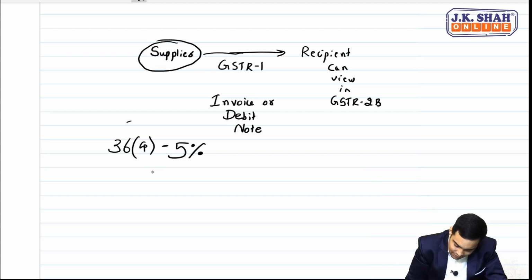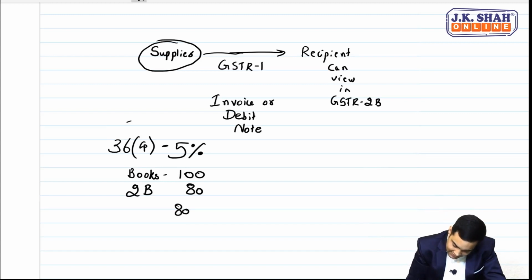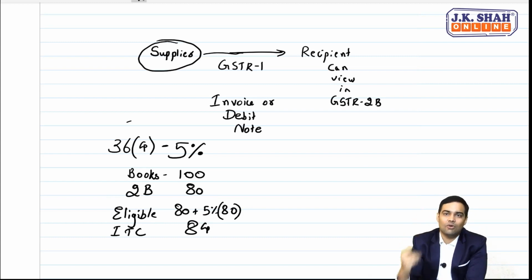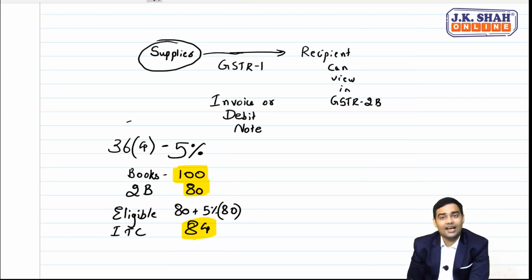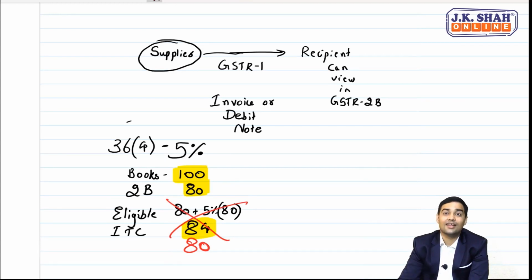For example, if books ITC is 100, 2B ITC is 80, you know how much you could take as ITC? You could take 80 plus 5% of 80. That is 84. This was rule 36.4. Obviously subject to maximum of books. 100 in books, 2B 80, you could take 84 credit. Now, government has modified, now you can take 80. Oh, they have made it simple, sir. They have made it very simple.